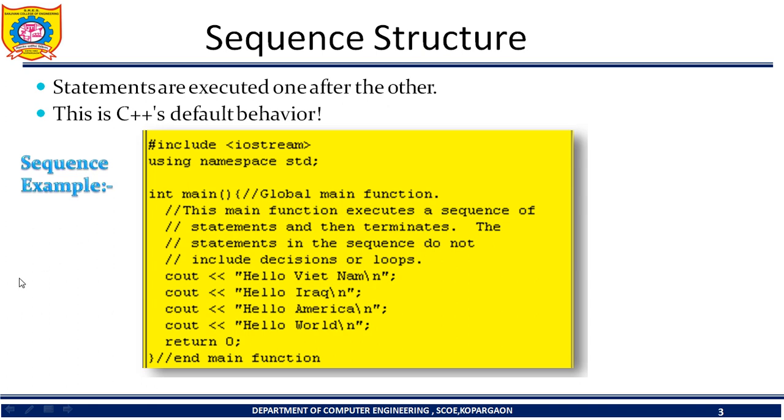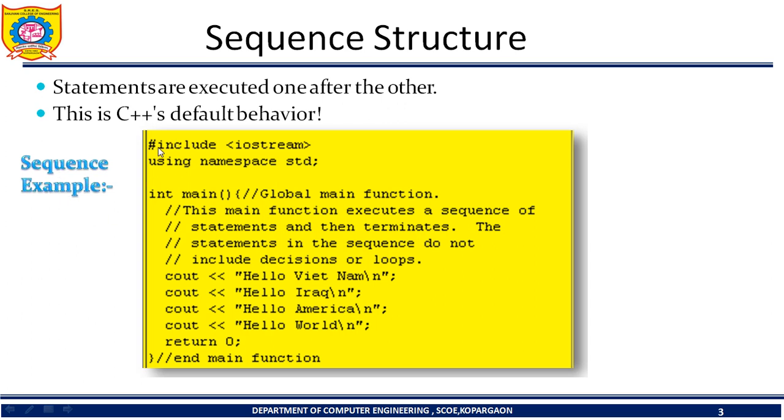In the sequence structure, statements are executed one after another. That means statements are executed serially from top to bottom, one after another. The sequential structure is the C++ default behavior. C++ default behavior is that it executes the program sequentially only. See the example of the sequential structure.